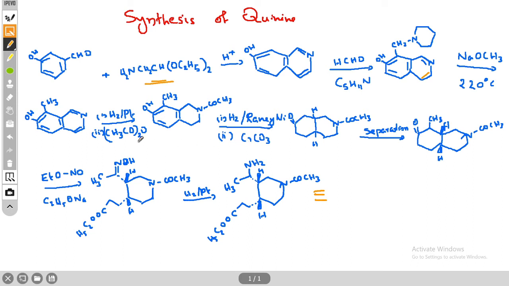Then it is again reduced by H2/Pt, that is, catalytic hydrogenation in the presence of a catalyst. This ring is reduced, and the reduced ring may contain an OH group. This OH is protected by heating with acetic anhydride, and the H is replaced by COCH3. Then another ring is reduced using hydrogen and Raney nickel. Then the OH group is oxidized to a ketone.